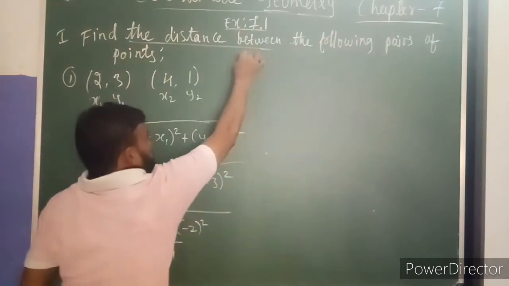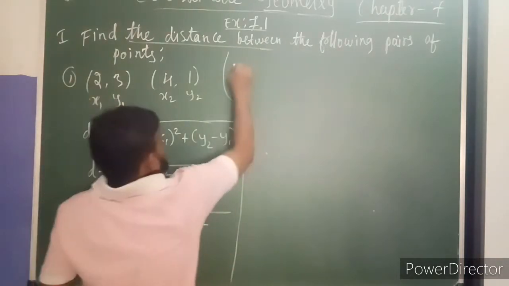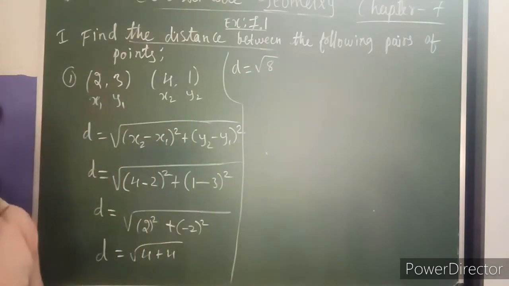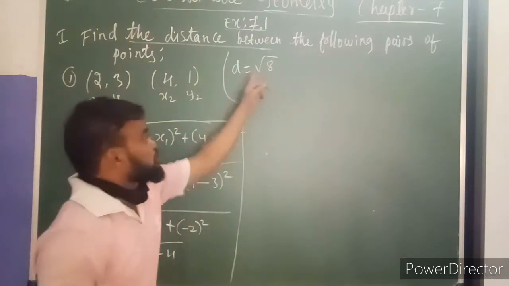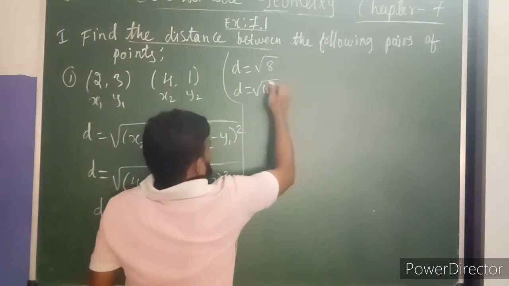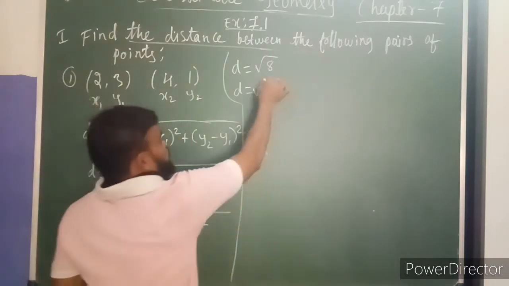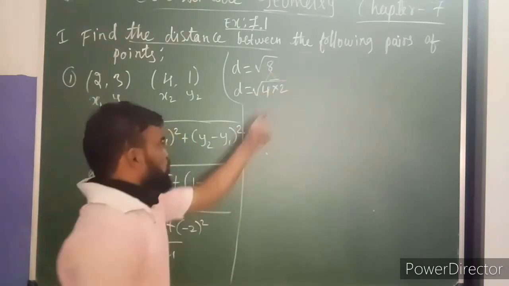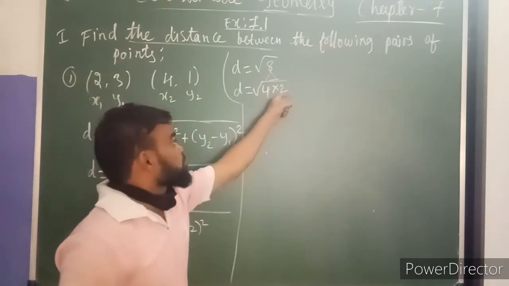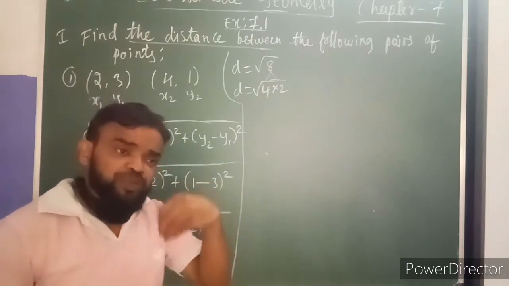4 plus 4 is 8, and d is equal to root 8. We have to split the value inside the root. I will explain here: 8 is 4 times 2. I have split the root value. One is a perfect square number, one is a normal number. Like that we have to split the root value, if it can be split.